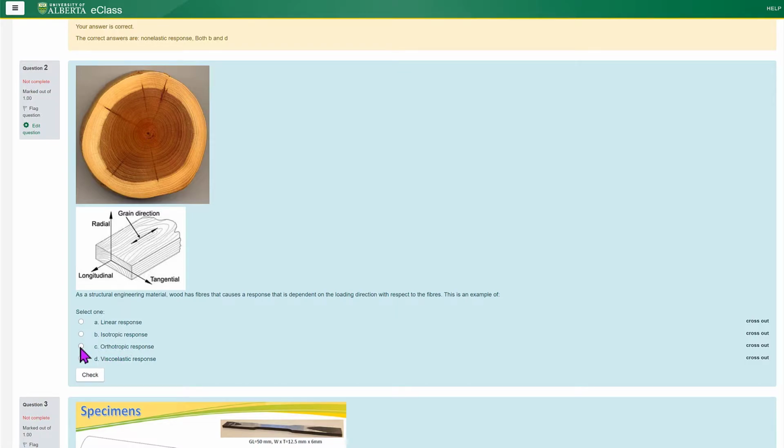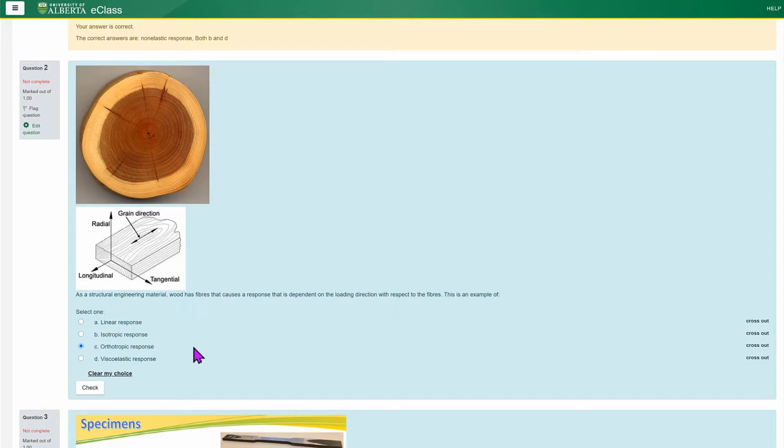We definitely know it's going to be orthotropic because, again, isotropic means that it's the same in every loading direction. And we know in wood, of course, that's not true. Going parallel with the grain is going to be a lot different than going perpendicular to the grain. The other two answers, the linear response, well, we don't know the response.